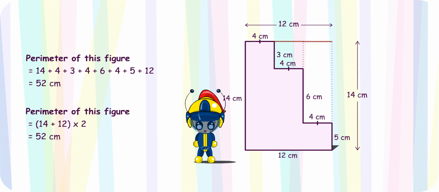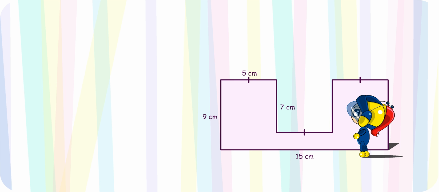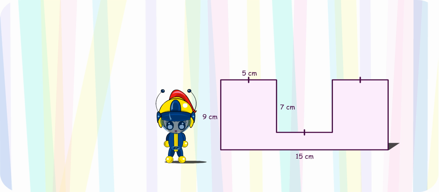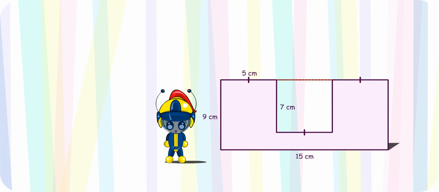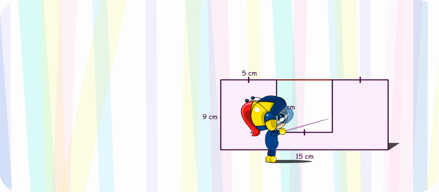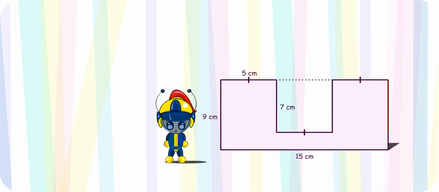Turbo Girl, now look at this figure and find its perimeter. I can shift the center horizontal side up to join the other 2 horizontal sides. I have some problems with the 2 vertical sides. They will overlap each other if I move them. You are right, Turbo Girl. Let me show you how it is done.